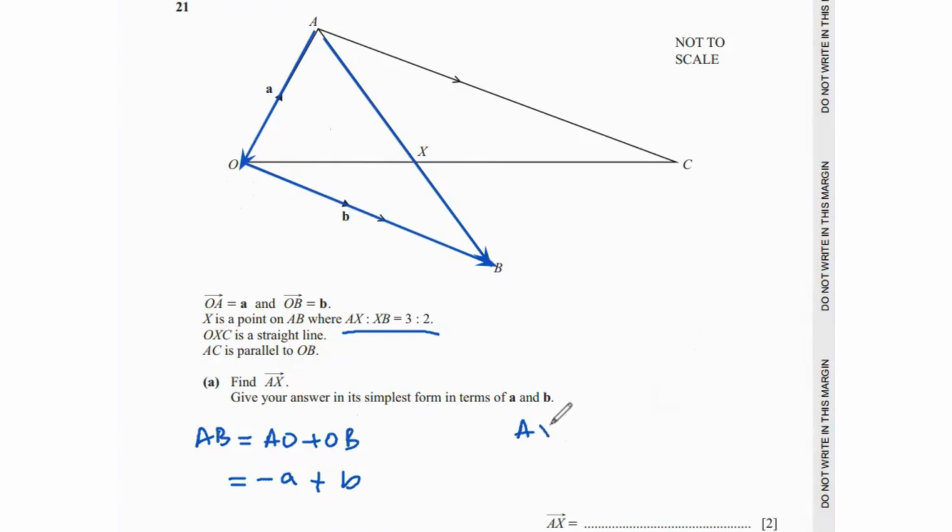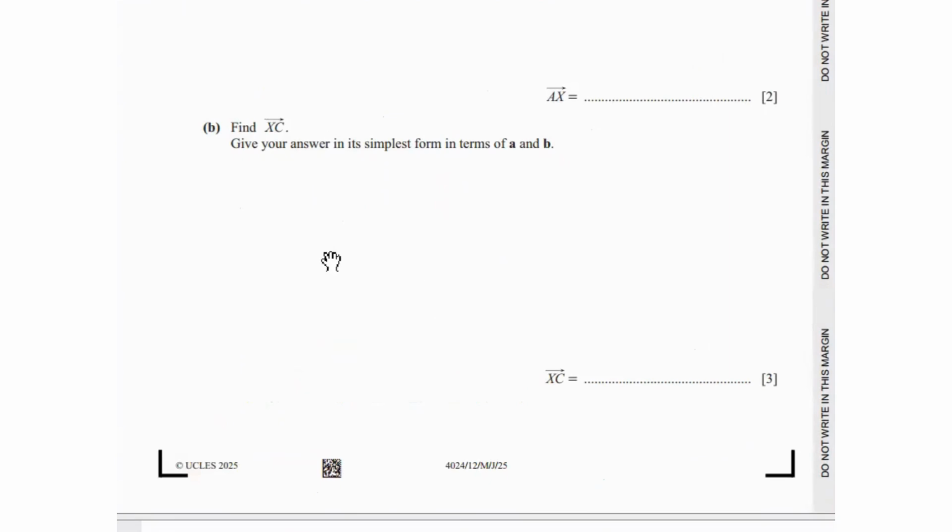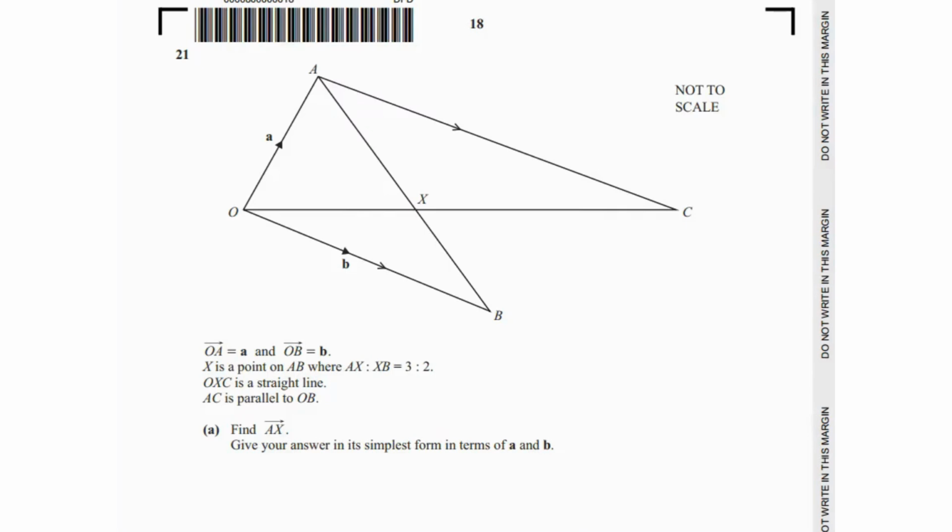So AX is given as 3/5 of AB. So that's going to be 3/5 times negative A plus B. That is your AX. Then find XC, giving your answer in simplest form in terms of A and B.